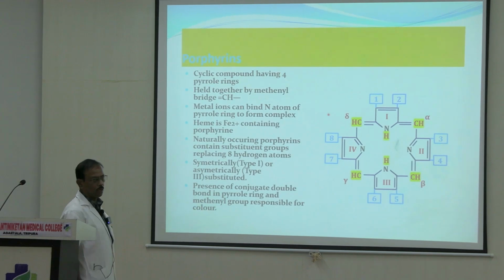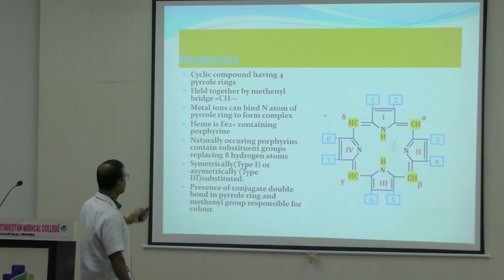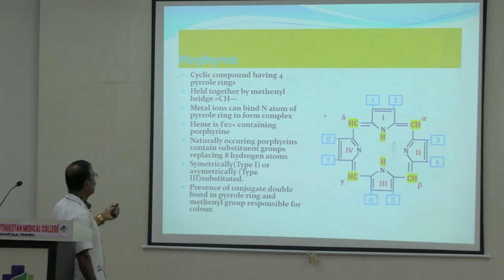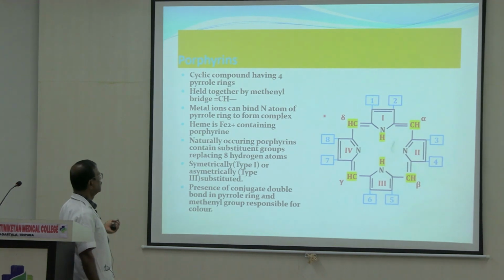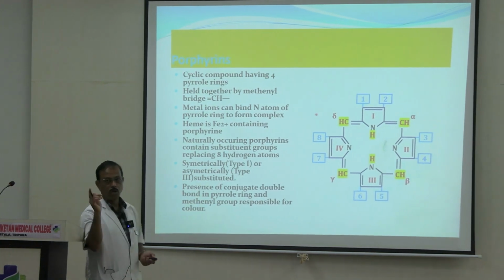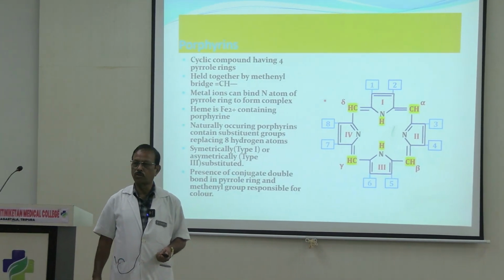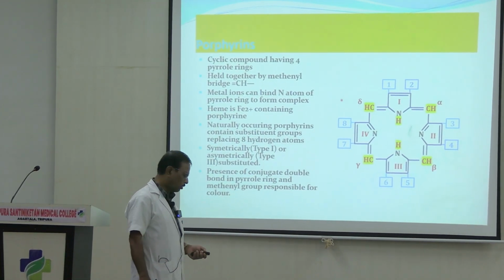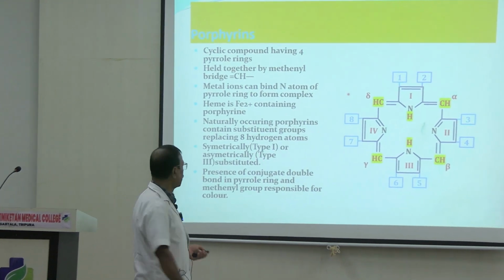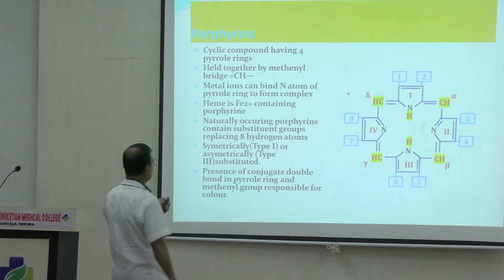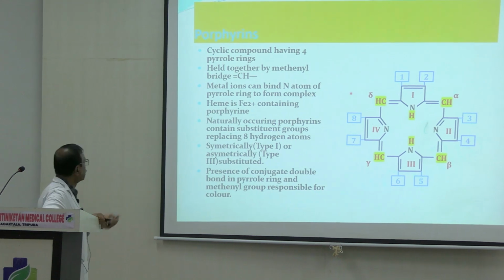So now what are porphyrins? They are cyclic compounds having 4 pyrrole rings held together by methynyl bridges, with metal ions. Porphyrins you may get as a short note, or as a short answer type question: what is porphyrin? So you will mention these points.